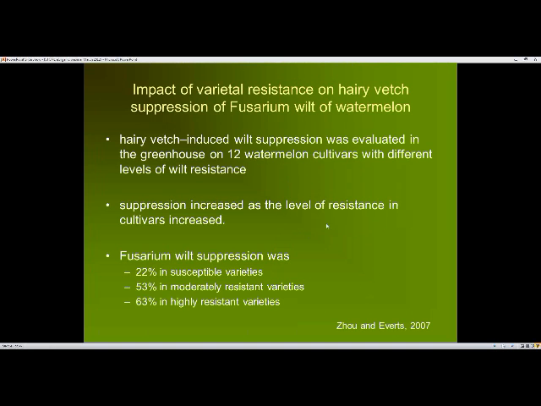What they found is that you got more suppressiveness from hairy vetch if you grew a moderately susceptible cultivar than if you grew a very susceptible cultivar. So you only got about 22% suppressiveness if you grew a susceptible variety of watermelon, whereas you increased suppression by 63% if you grew a highly resistant variety.